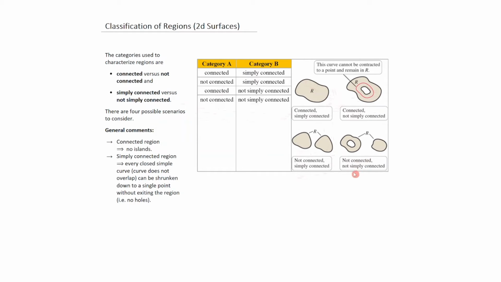Here we have not connected and not simply connected. So here, for instance, this is the same as this one, and you have two different regions. In principle, we could solve this type of problem, but the headache is to deal with this, and that's what we're going to be outlining. So in general, a connected region just means no islands, and a simply connected region implies every closed simple curve that does not overlap can be shrunk down to a single point without exiting the region, i.e. no holes. So for instance, there's a hole.